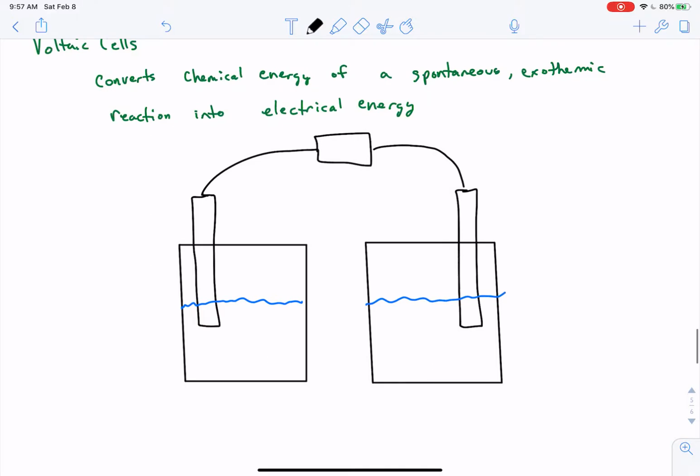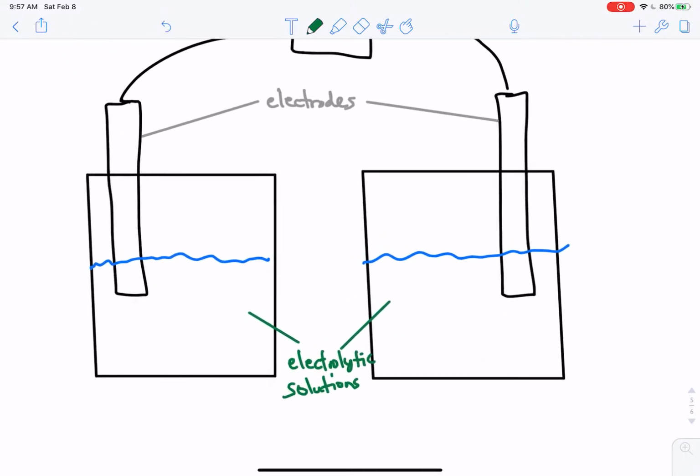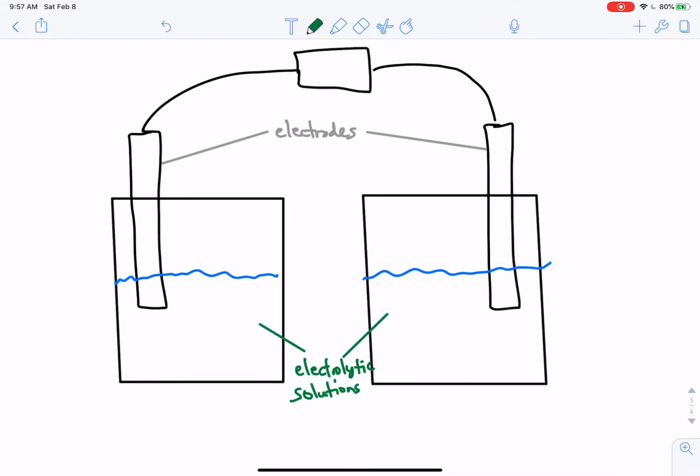So these are our electrodes. And these are our electrolytic solutions. These solutions have ions in them which help facilitate this reaction.